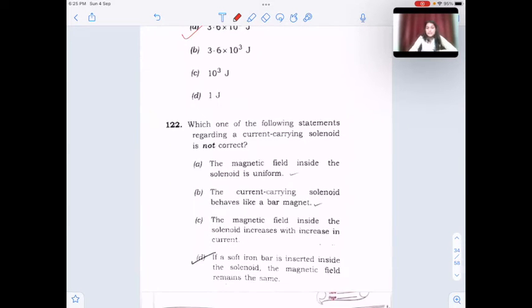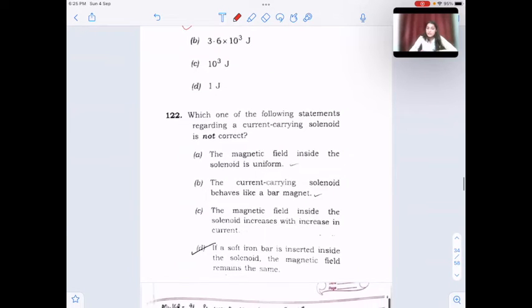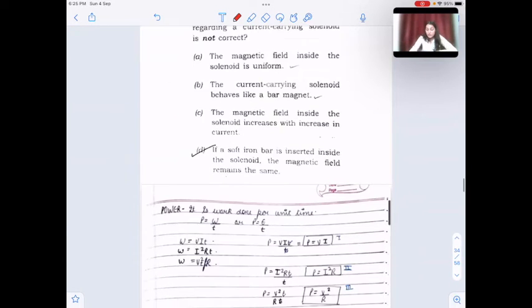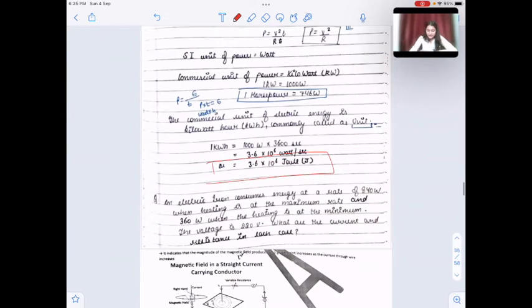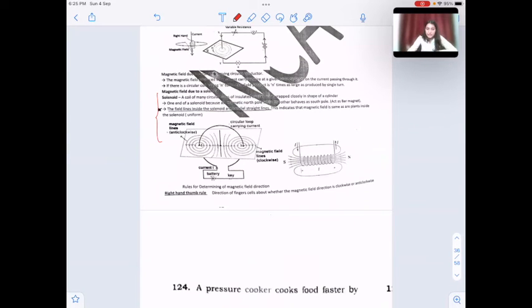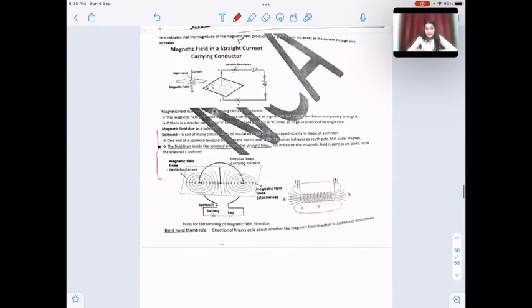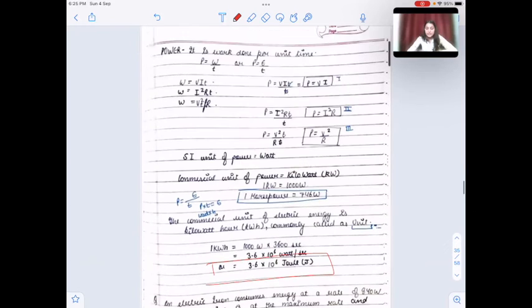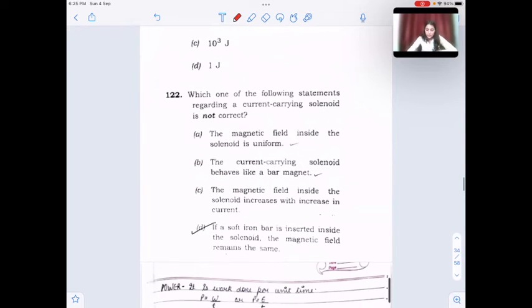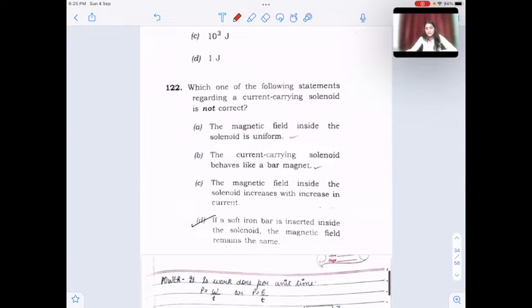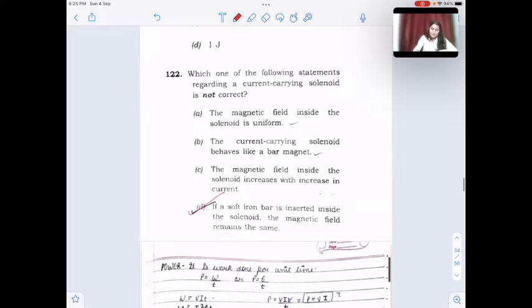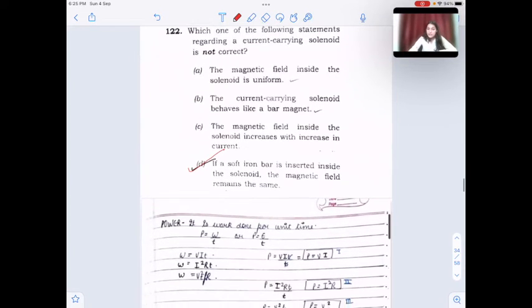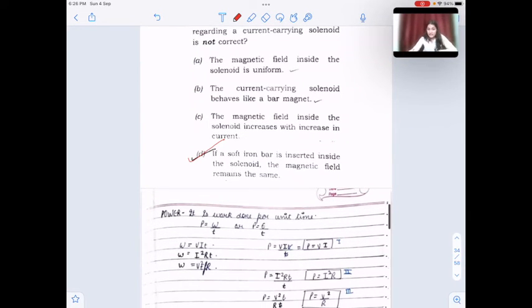Which one of the following statements regarding a current carrying solenoid is not correct? So I will show you in the notes. These are some points about the magnetic field due to a solenoid. The magnetic field inside a solenoid is uniform, and it behaves as a bar magnet as well, and its magnetic field increases with increase in current. Option D is incorrect. If a soft iron core is placed, the magnetic field inside that solenoid increases. It doesn't remain the same.